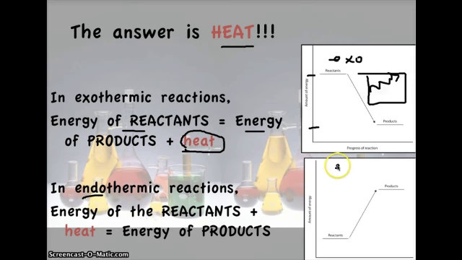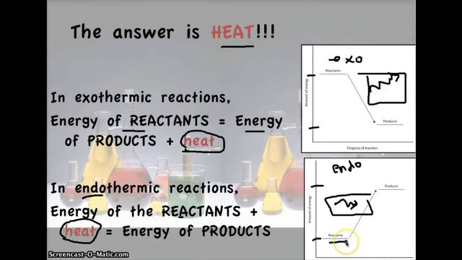Endothermic reactions, this is an endothermic reaction graph, is the exact opposite. We are adding heat, adding energy in. So the reactants start at a much lower energy level and the products finish at a much higher energy level. Therefore, the reactants are less than the products. So in order to get them to equal the energy of the products, we have to add heat. So here is where we add that heat, and we're going to add it to our reactants. Okay? This one, we are going to take our heat and add it to the products. We're going to add heat to whatever ends up with the lower amount of energy. So here it's the products, here it's the reactants.